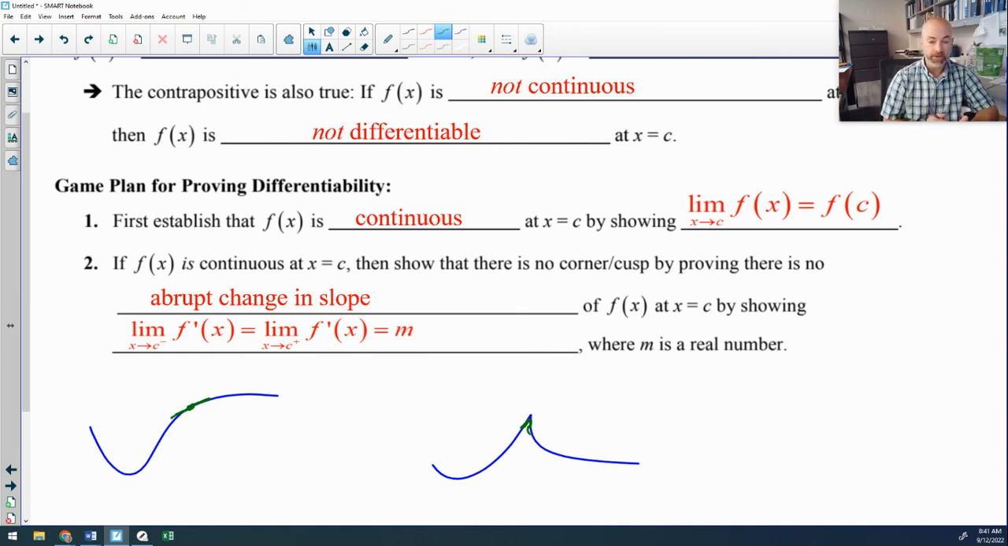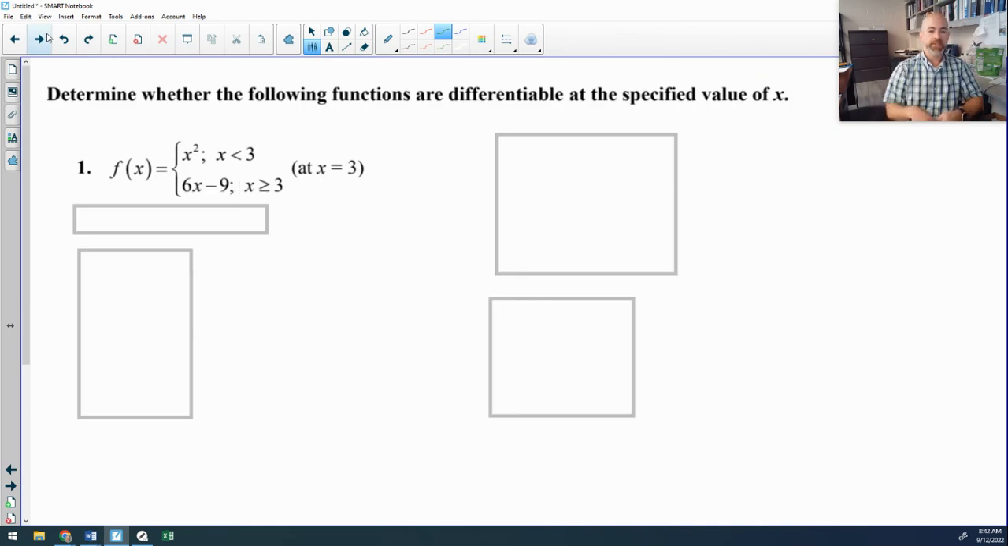And it doesn't even have to be very different. It could be a slight change. It could be a very slight corner like this. Well, I tried to draw one. And any slight corner, any time that your slope is not exactly the same on both sides, you are creating a non-differentiable point. So let's put this into practice.